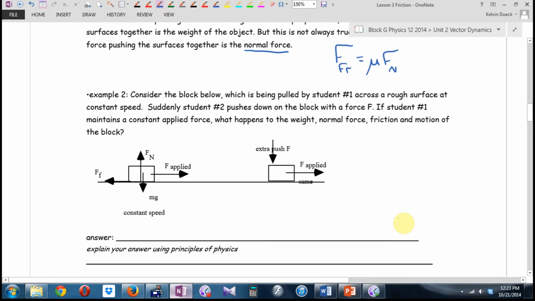Consider the block below, which is being pulled by student number 1 across a rough surface at constant speed. You know what? Let's imagine the benches in the gym, the ones that slide at the back of the gym. Most of you have pushed those around at least once. So you're sliding it along the gym floor at a constant speed. One of your meathead friends comes along and decides it's going to be funny if they jump up and land on the bench while you're pushing it. What will happen?